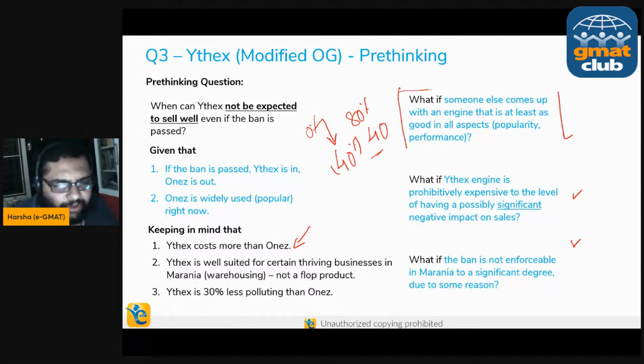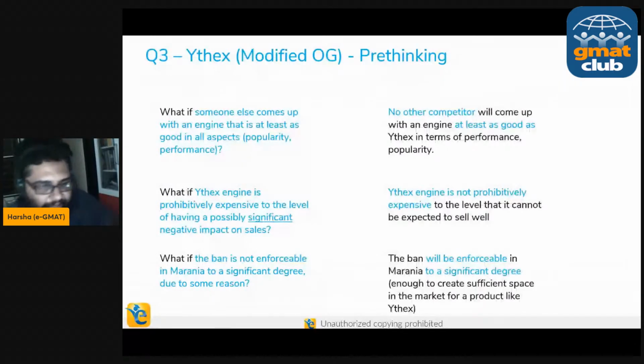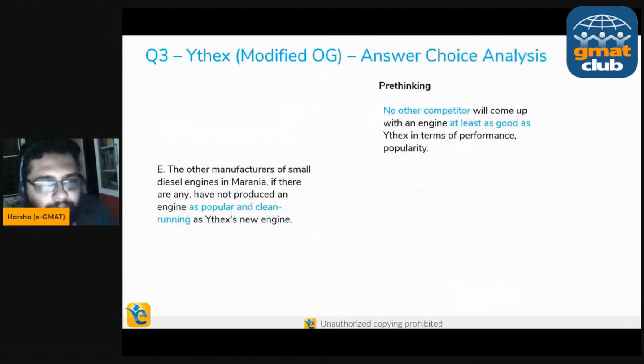It is the most obvious logical gap. The author's entire logic is based on the fact that space is being created for Vitex by the exit of ones. So what if somebody else comes in? That should be your immediate pre-thinking. So far, so good. If this is clear, these are your underlying assumptions that will come in if you're able to do this pre-thinking. Now, again, let's look at the correct answer.